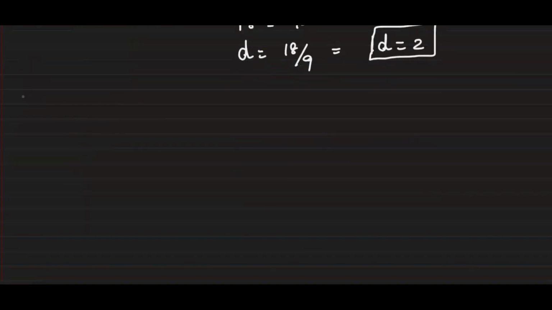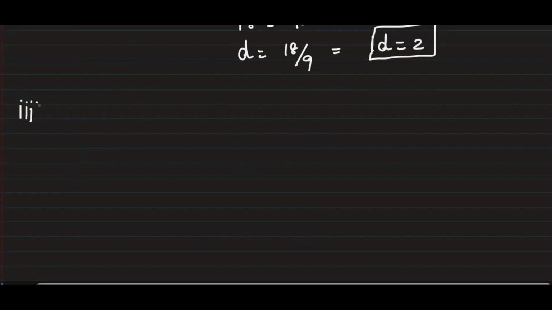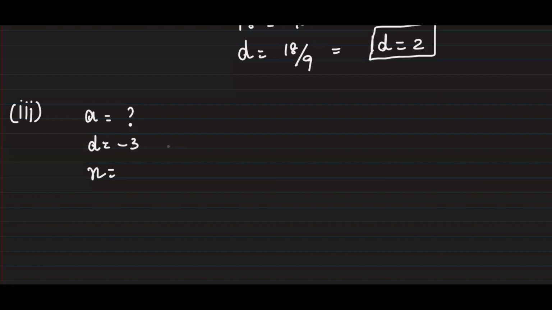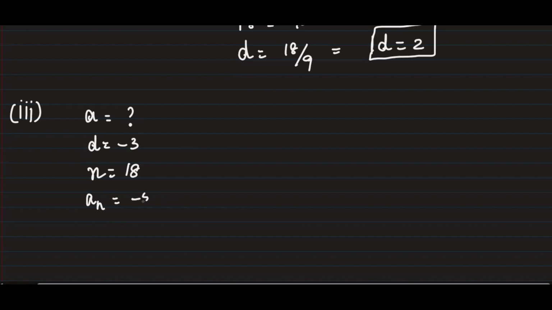Okay, moving on to the third question. In the third question, A is not given, so we need to find A. D is given as minus 3, N is given as 18, and AN is equal to minus 5.